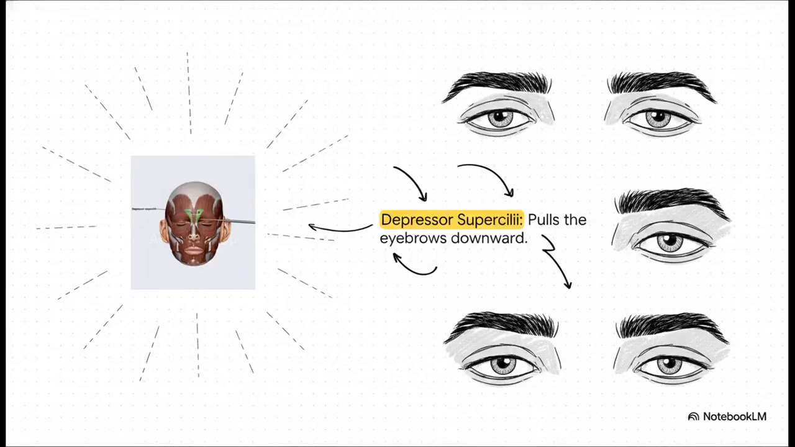Right next to that, situated near the bridge of the nose, is the depressor supercilii. It's this tiny, inverted, triangular-shaped muscle. And its primary job? It acts to pull your eyebrows downward. So when you're concentrating really hard, squinting, or just frowning in confusion, you are directly engaging this small but incredibly powerful muscle.